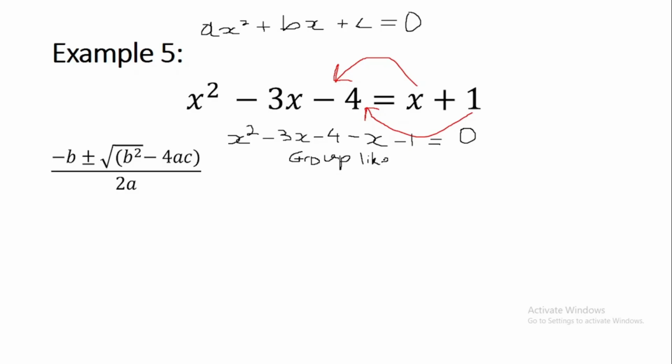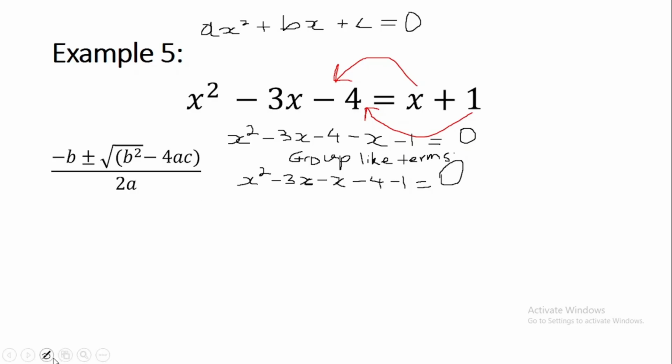So when we group like terms now, we're just going to put all our like terms together and simplify. After grouping like terms, we're going to have our x squared. And we're going to group our negative 3x with our x, so it's going to be minus x. And we're going to group our negative 4 with our negative 1. And that will be equal to 0.